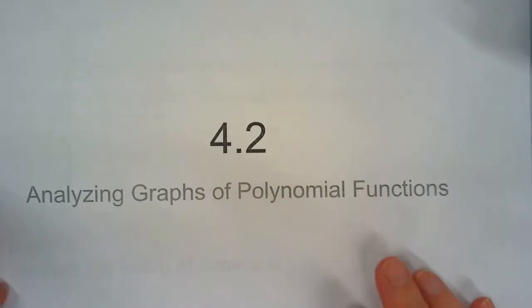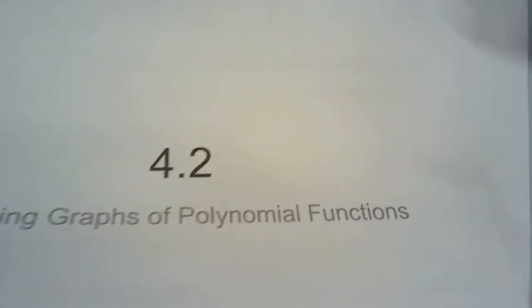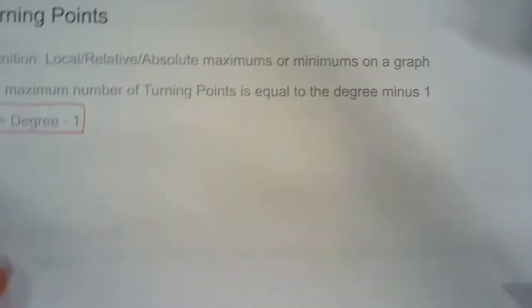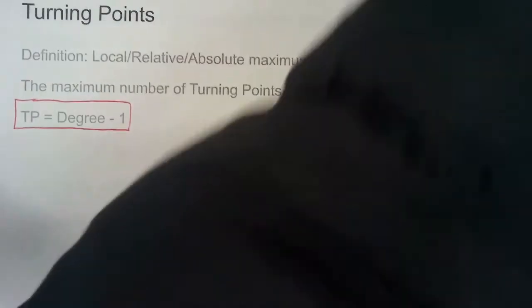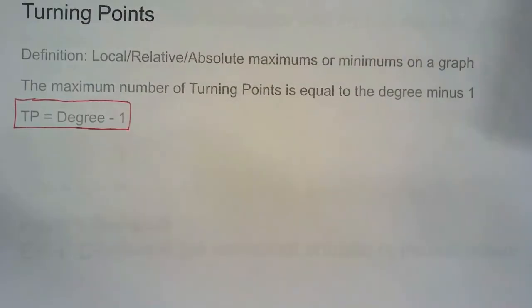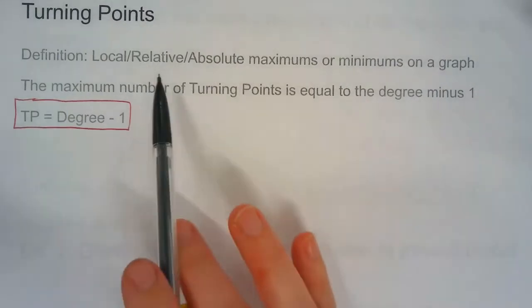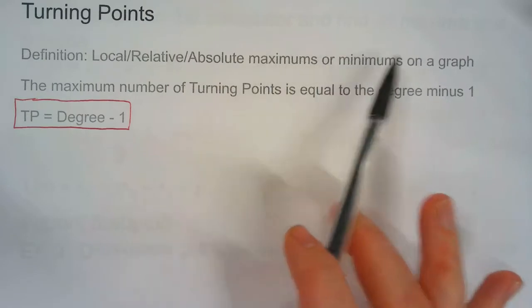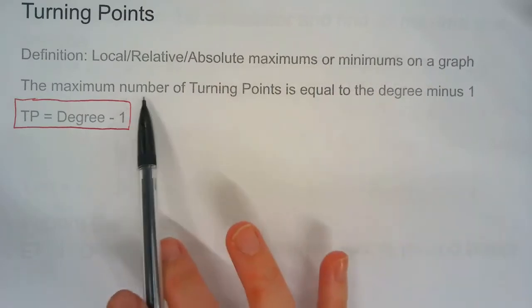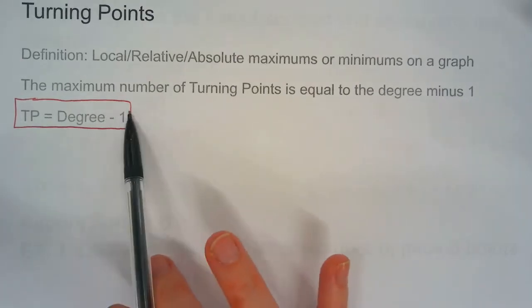Section 4.2 is where we're going to analyze graphs of polynomial functions. So the first thing we're going to look at is how many turning points a function can have. So, definition: you're going to look at how many relative maximum minimums or absolute maximum minimums are going to be on the graph. The maximum number of turning points is equal to your degree minus 2.